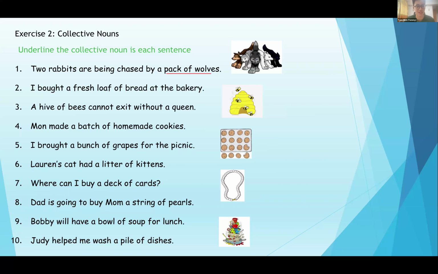I bought a fresh loaf of bread at the bakery. What is the collective noun here? Loaf of bread. Let's see if it's correct. Yes. Thank you all. The main noun here is the bread, and it goes with the word loaf of in front of it, making a collective noun, the loaf of bread. Great job again. Now moving on to the third sentence.